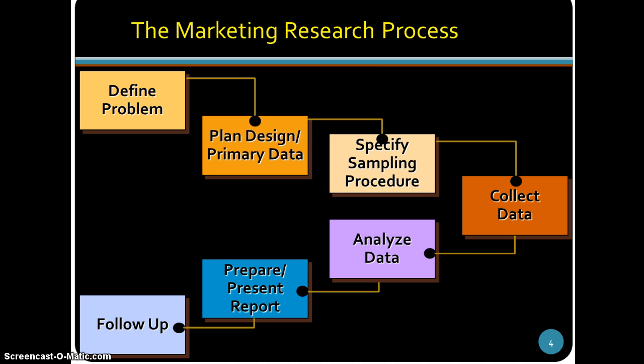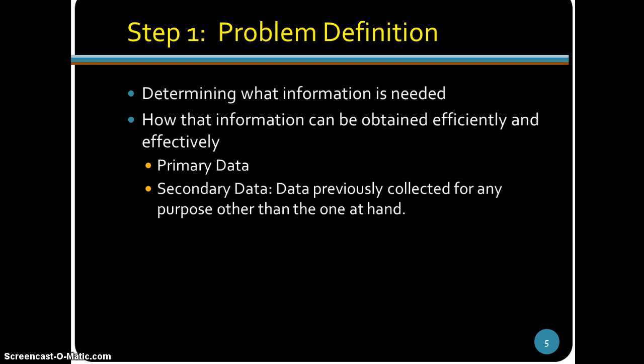So a marketing research process is similar to any other research study, and as you can see, it starts with defining a problem and moves in that linear fashion with the last step, which is follow-up. So let's start with the first step, which is problem definition. Any research study begins with first determining what information is needed, and then how can that information be obtained. So for example, if a company is thinking about introducing a new product, the company needs to decide, well, in order to make this decision, what information do I need?